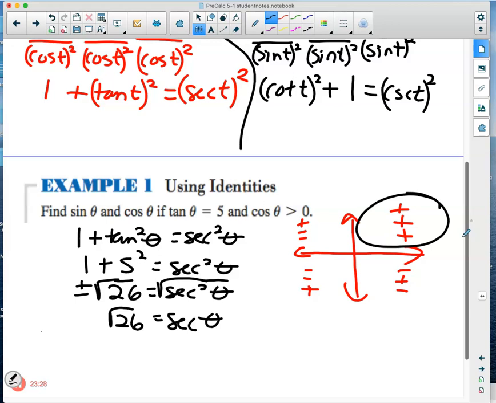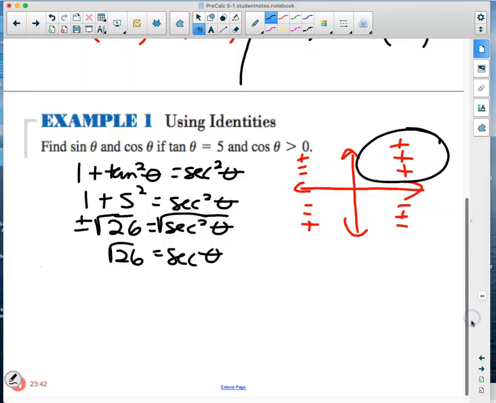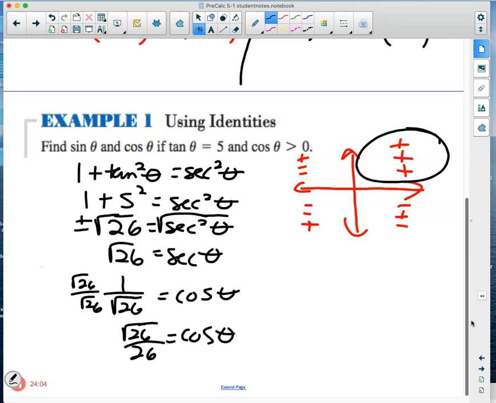Now, they didn't ask me to find secant. They asked me to find sine and cosine. But secant, isn't that one of those flipped? Which one do you flip? Oh, so if I just flip this and make it 1 over the square root of 26, I'll have the cosine of theta. And of course, we'd know we have to rationalize the denominator by multiplying by the square root of 26 over the square root of 26, so we can get this perfect as the cosine of theta.